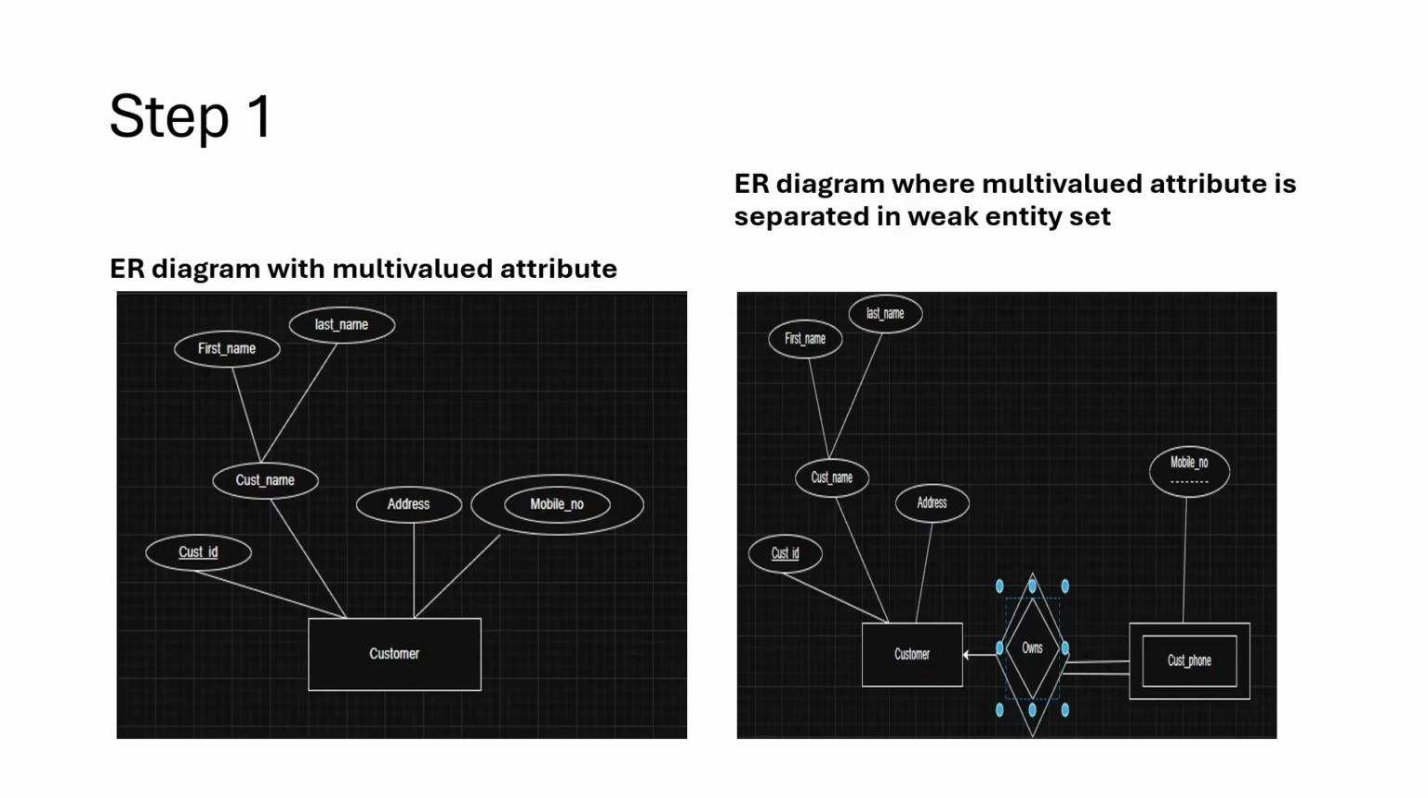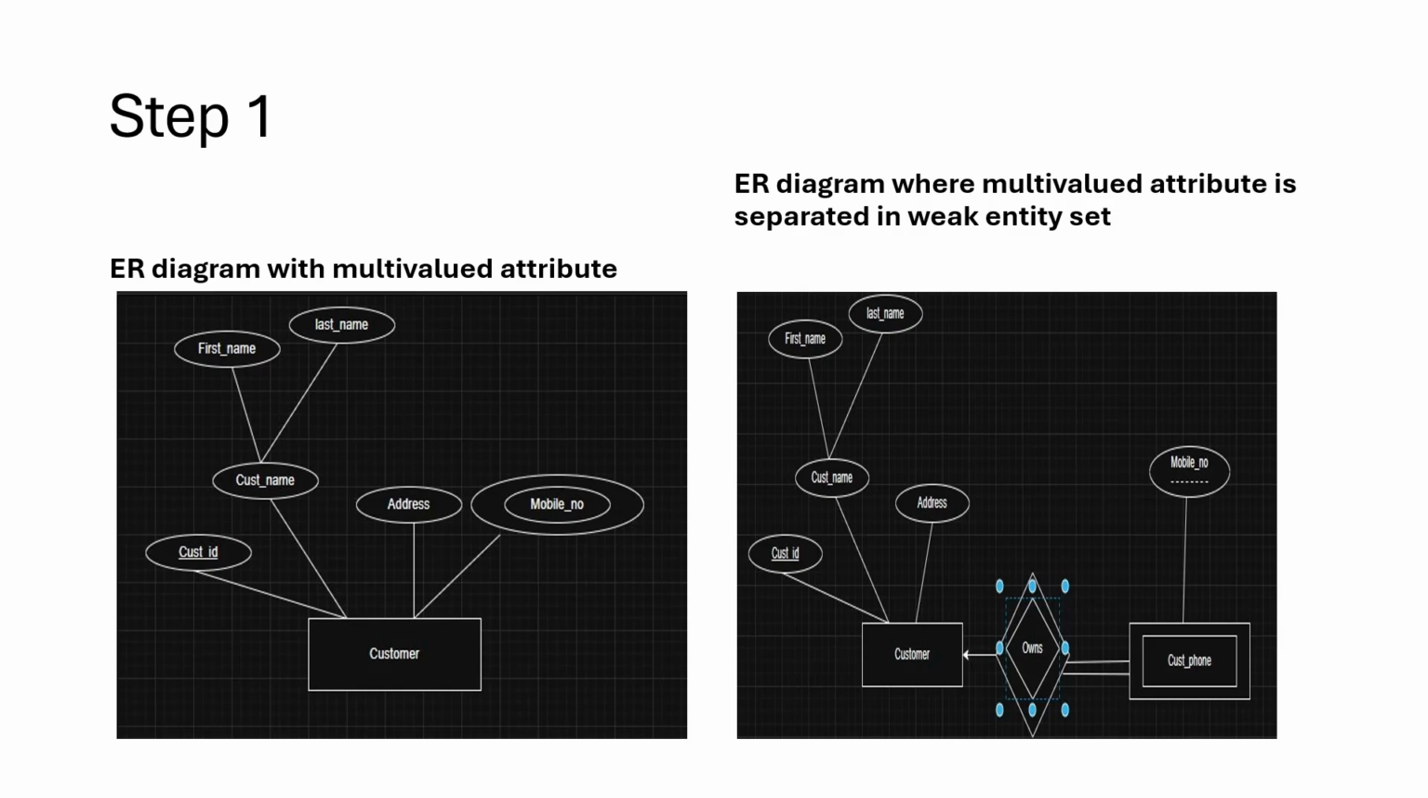Here you can see in this diagram, the multi-valued attribute is now separated into a separate entity set, which is represented by a double rectangular box. So this double rectangular box represents a weak entity set. And now you can see that this weak entity set has a single attribute, which is mobile number, and the mobile number is denoted by a dotted line. Now whenever an attribute is denoted by a dotted line, it is called a discriminator.